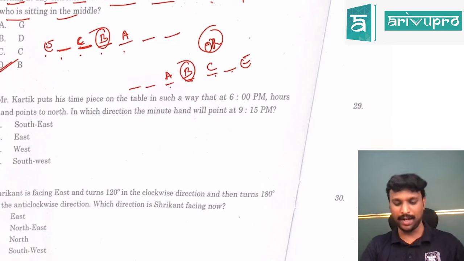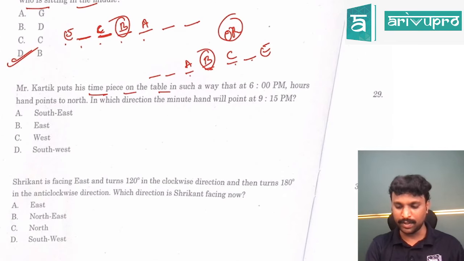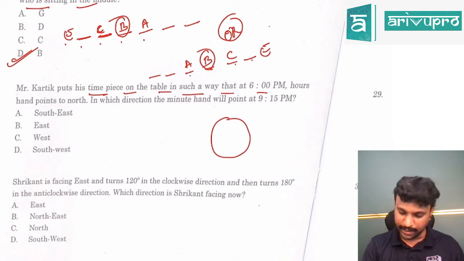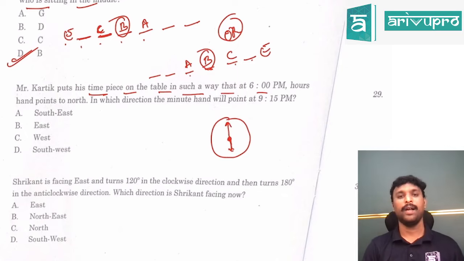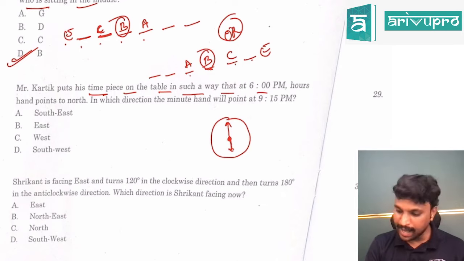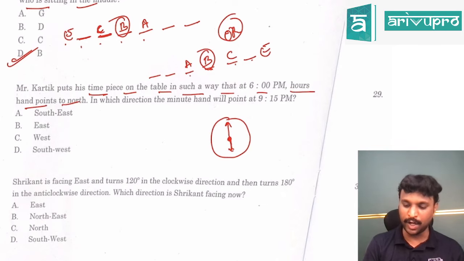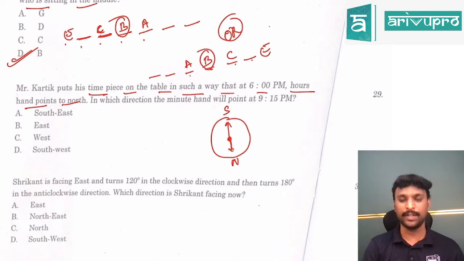Guys, look at the next question. Mr. Karthik puts his timepiece on the table in such a way that it is 6 o'clock. So the time is 6 o'clock, so the hour hand will be at 6 and the minute hand will be at 12. And they say that the hour hand points to the north. So this is north, and obviously this is south. Opposite to north is south.